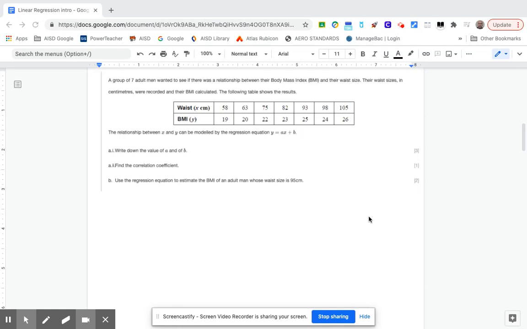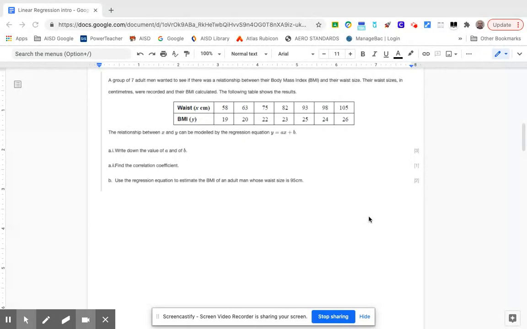Okay, so let's answer a question. This one is on the sheet. A group of 7 adult men wanted to see if there's a relationship between their body mass index and their waist size. Their waist sizes in centimeters were recorded, and the BMI was calculated. The following table shows the results. So we want to find, they're saying that X and Y can be modeled by the regression equation Y equals AX plus B. Find A and B, find the correlation coefficient, and use the regression equation to estimate the BMI of an adult whose waist size was 95 centimeters.